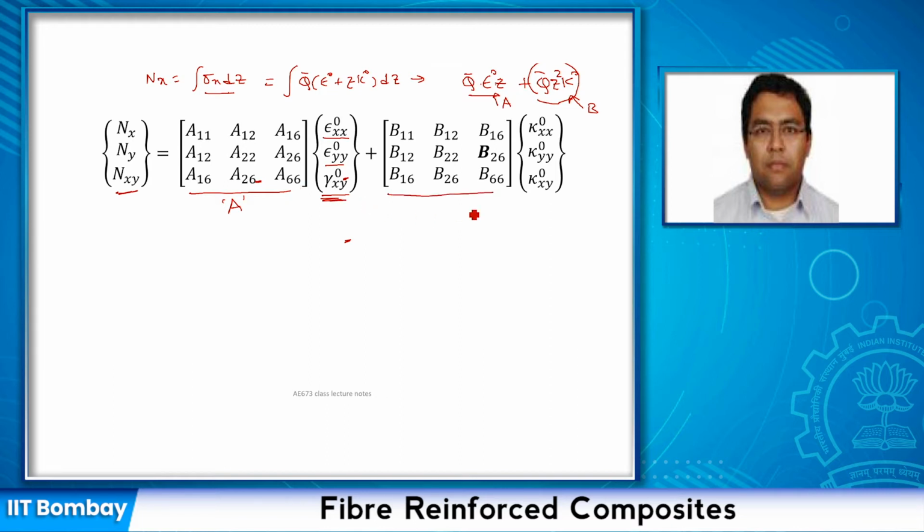B matrix is connecting the axial forces, sorry, these are axial force members to the curvature terms. So we will look at it more later, because it's very important when we are doing laminate design to understand these relationships and to figure out what kind of layups will help me decouple some of these connections.